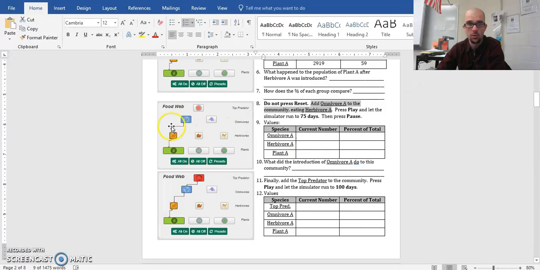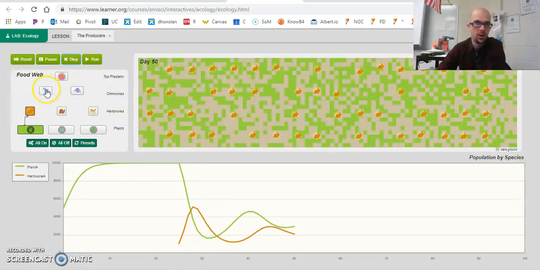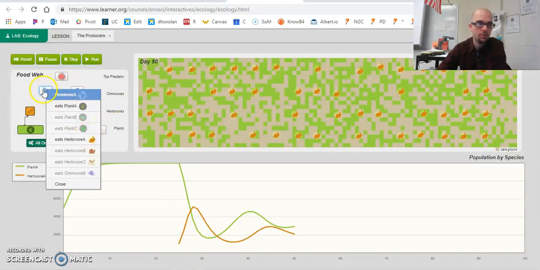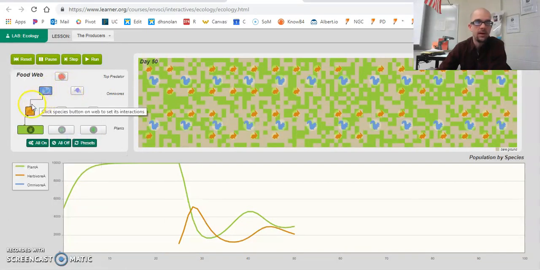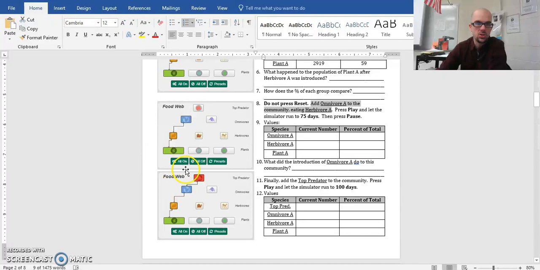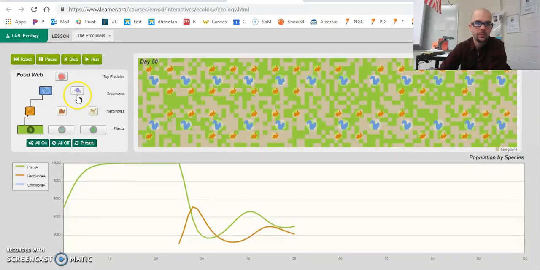And if you're ever in doubt, look at what the food web looks like. It shows omnivore A, this blue one, eating herbivore A. So I'm going to run down here. I'm going to click herbivore or omnivore A. It's eating herbivore A. That little line, you're going to double check to make sure it looks just like the one in the worksheet. And it does, right? Line, line, line. So that's all set up.